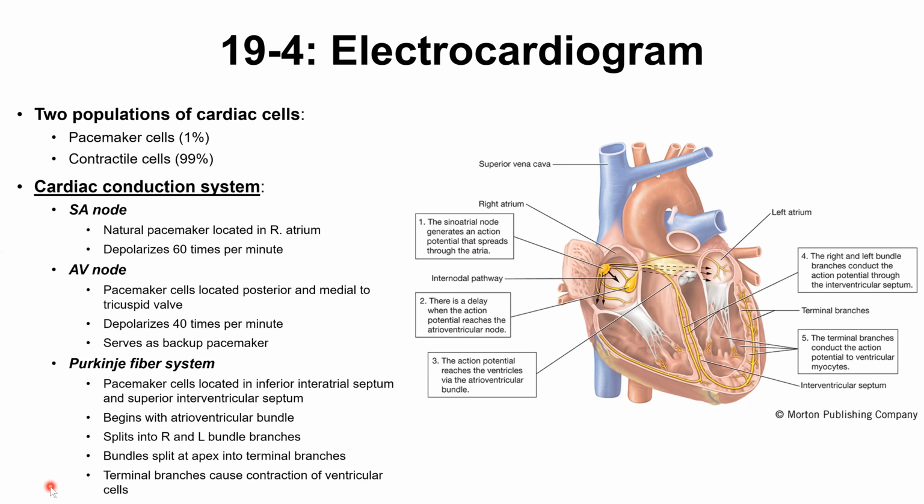So in the heart, we have two different types of cells. We either have pacemaker cells, and this constitutes about 1% of all the different cell types in the heart, or we have contractile cells, also known as cardiac muscle cells. And about 99% of the cells in the heart are these cardiac muscle cells.